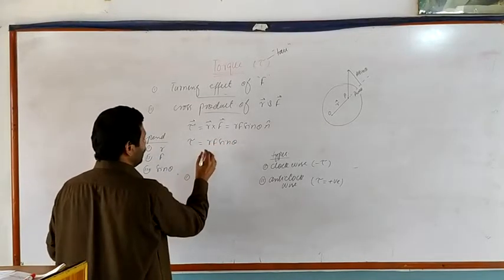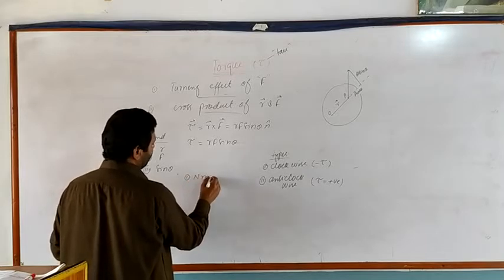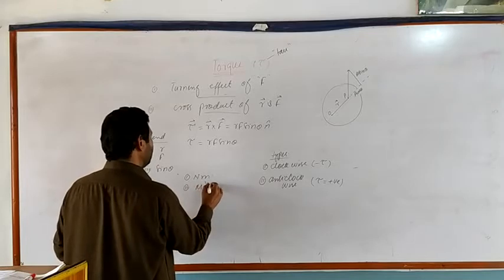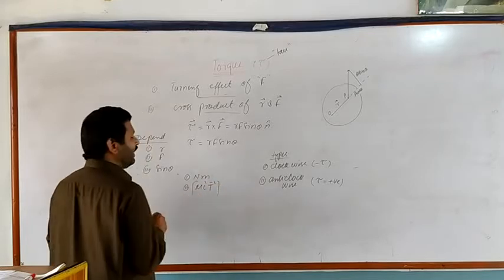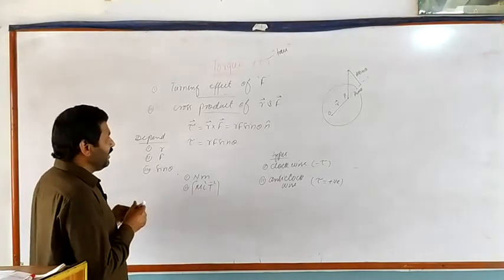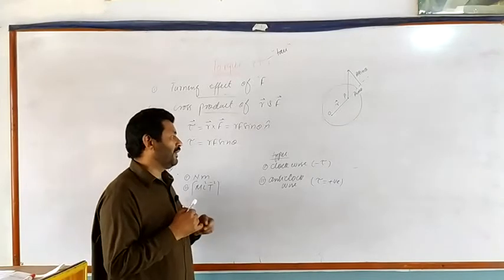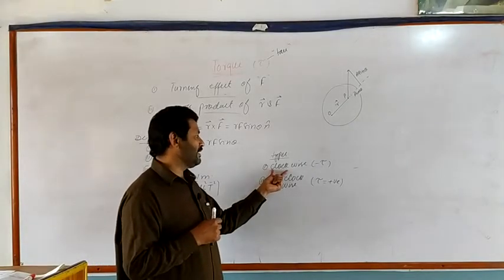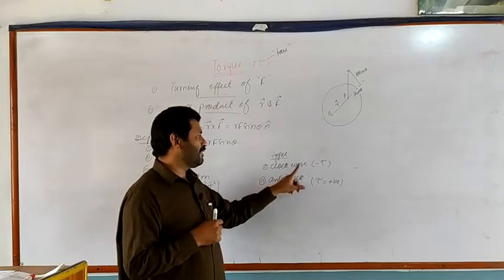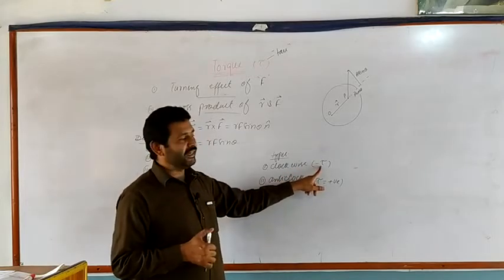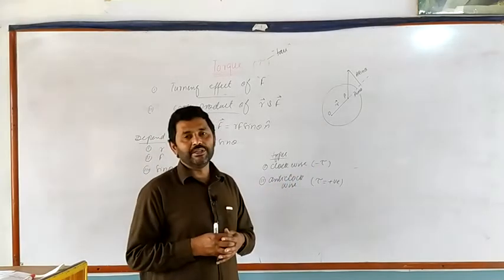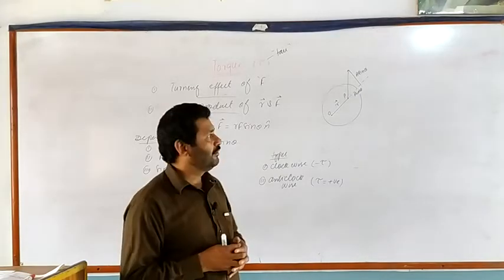Dear students, the unit of torque is Newton meter. Its dimension is M L squared T inverse square, the same as the dimension of work or energy. When an object moves on a circular path, its motion may be clockwise or counterclockwise, meaning anti-clockwise. In the case of clockwise motion, torque is taken as negative. In the case of anti-clockwise motion, torque is taken as positive.